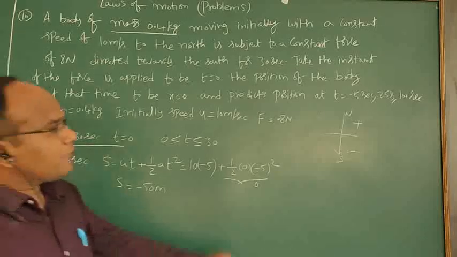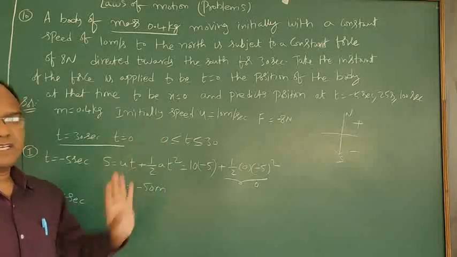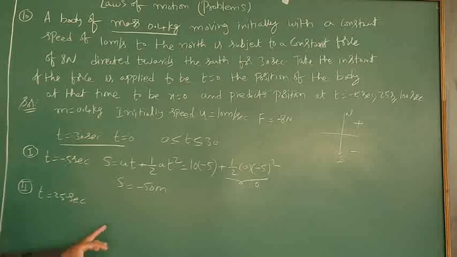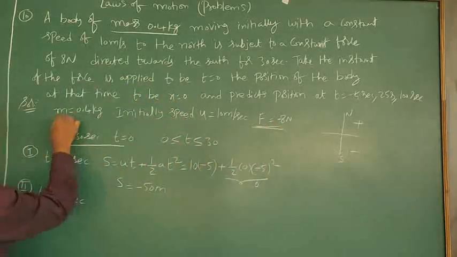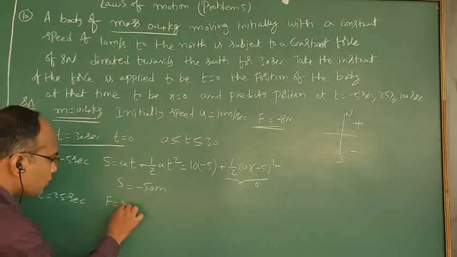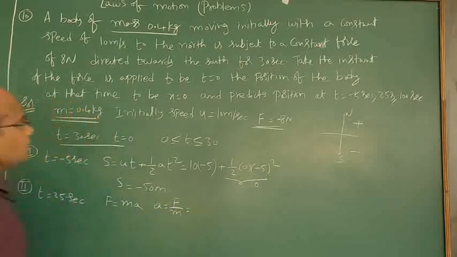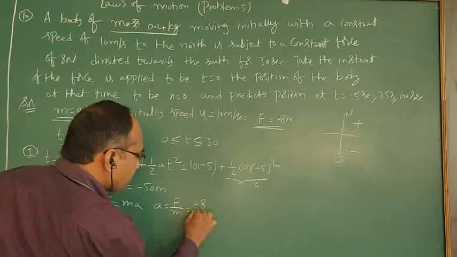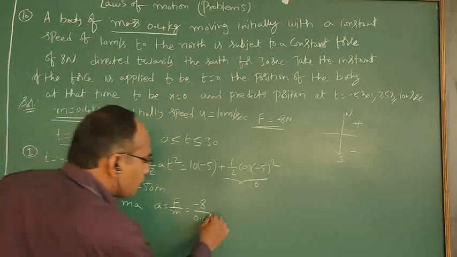Case 2. What if they are given t is equal to 25 seconds? So here it lies between 0 to 30. So here what is the acceleration? Here force how much they are given? Minus 8. And they are given mass 0.4 kilograms. So what is the formula? F is equal to ma. a is equal to F by m. F is minus 8 newton. Mass is how much? 0.4.